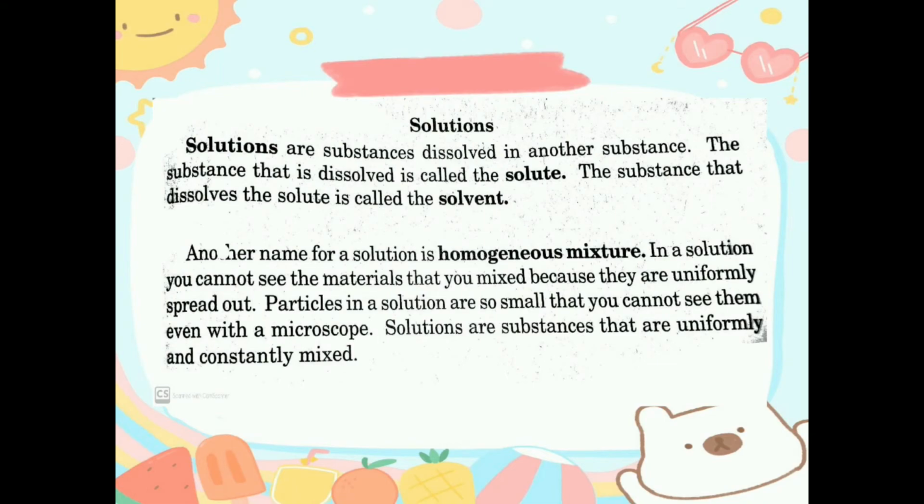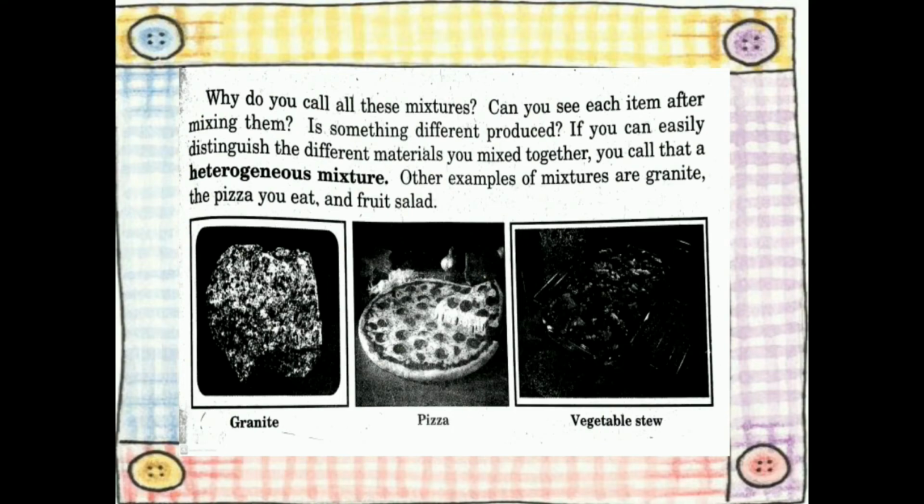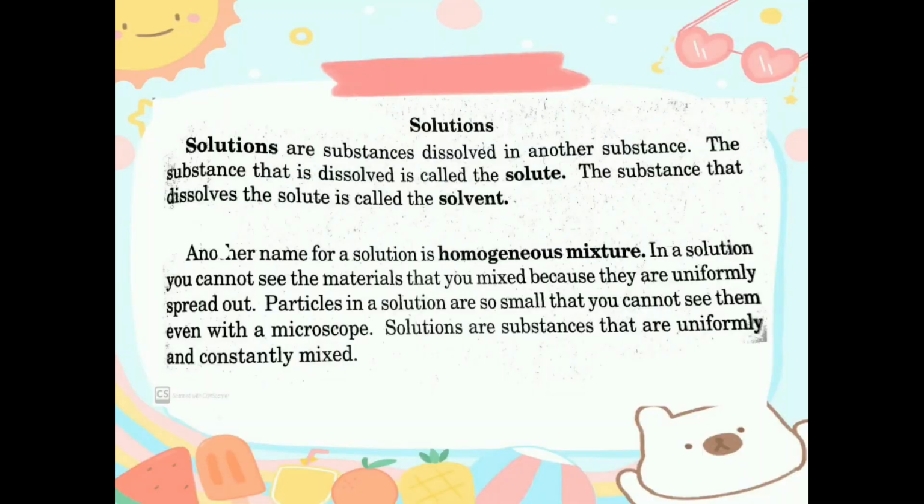Solutions are substances that are uniformly and constantly mixed. So, you cannot see it. The particles in a solution are so small that you cannot see them under a microscope. When we say homogeneous, you cannot see the materials that you mixed. When we say heterogeneous, you can easily distinguish the different materials that you mix together, like pizza, salad, and granite. And there are also examples of homogeneous mixtures. When we say solutions, substances dissolved in another substance, the substance that is dissolved is called the solute. The substance that dissolves the solute is called the solvent.